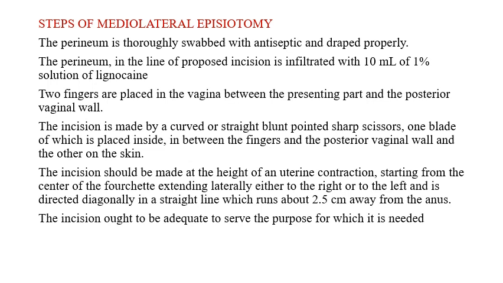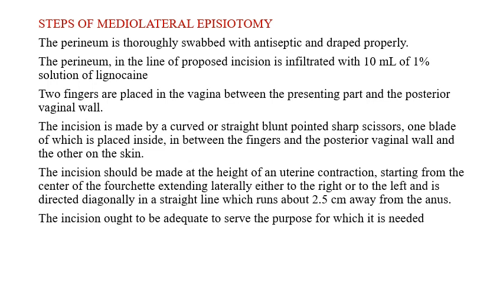So coming to the steps of mediolateral episiotomy, which we generally perform. First of all, we need to swab the perineum thoroughly with antiseptic solution and drape it properly. Then in the line of proposed incision, we infiltrate with 10 ml of 1% lignocaine solution. 2 fingers are then placed in the vagina between the presenting part and the posterior vaginal wall. The incision is now made using a curved or a straight, blunt pointed sharp scissor, one blade of which is placed inside in between the fingers and the posterior vaginal wall and the other on the skin.